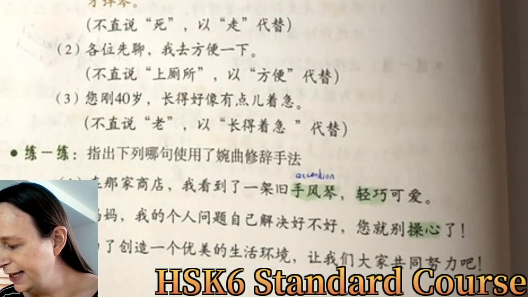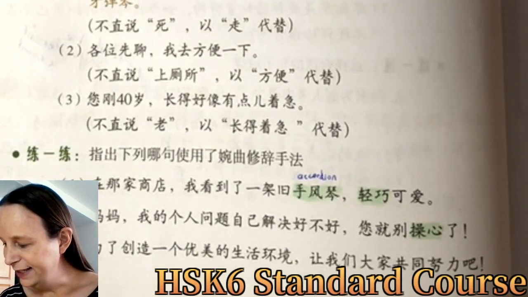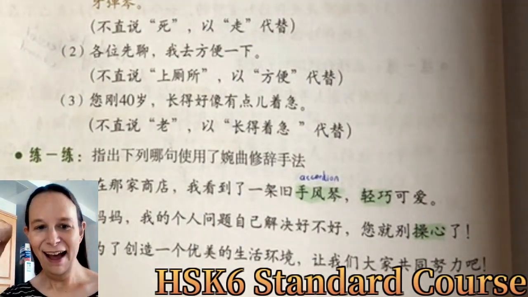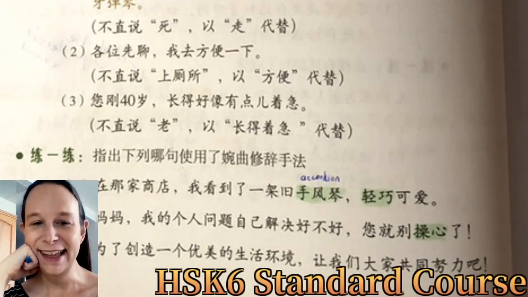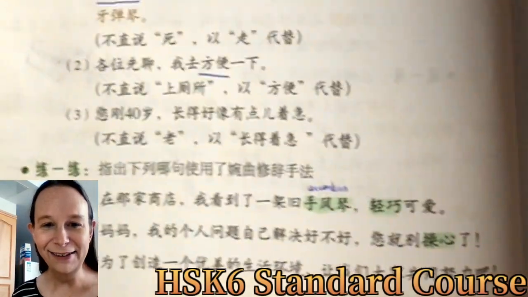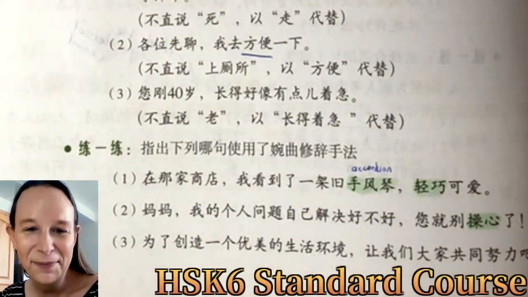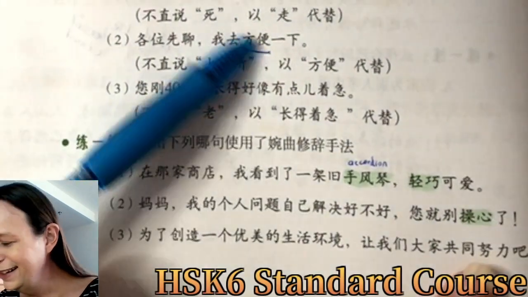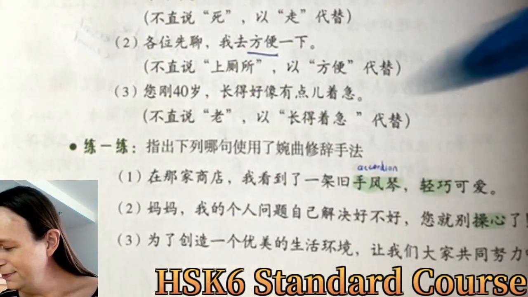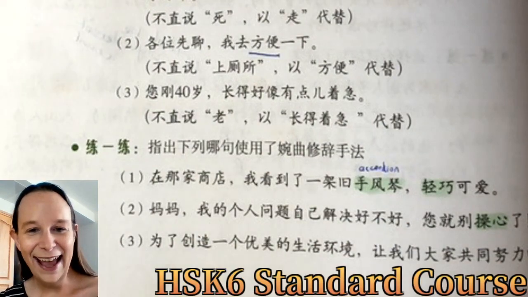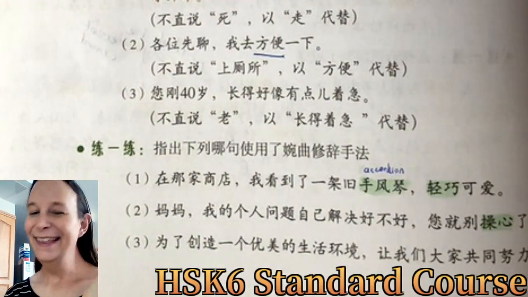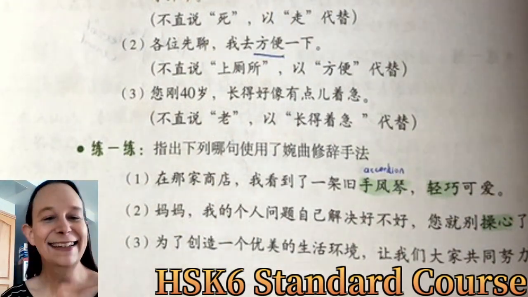OK, 各位先聊，我去方便一下。It means I'm going to the bathroom. I used to say that, and then my teacher said, yeah, only guys say that. You shouldn't say that. 我要方便一下. I thought it was polite. Anyway, 方便，我要方便，我去方便一下. Go to the bathroom. In English, you say, I want to powder my nose. It's funny because my male friends say that as well, as a kind of joke.